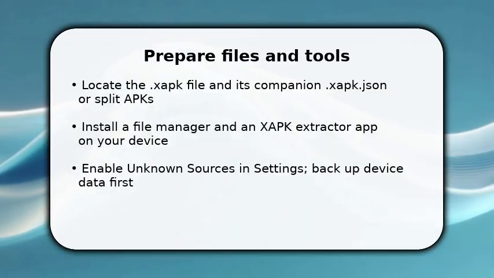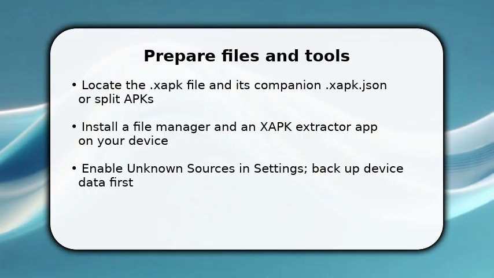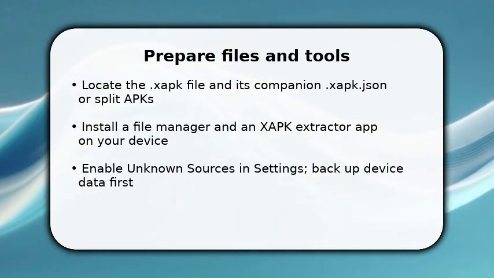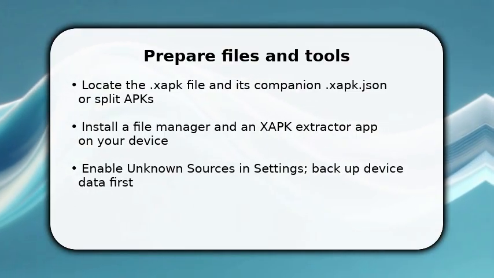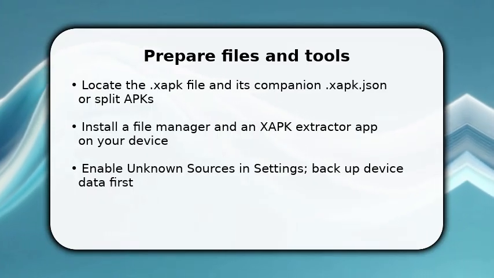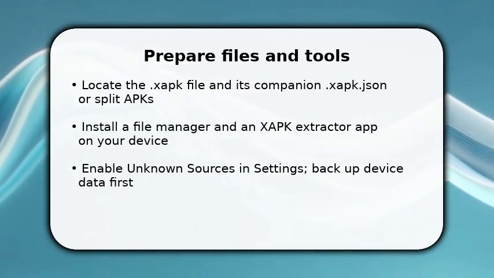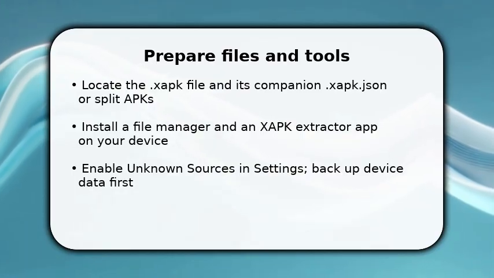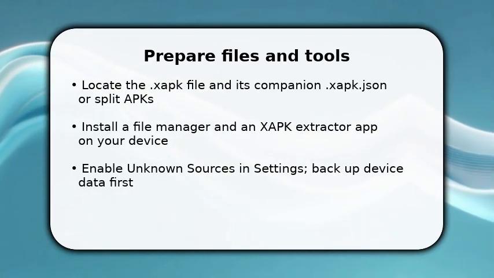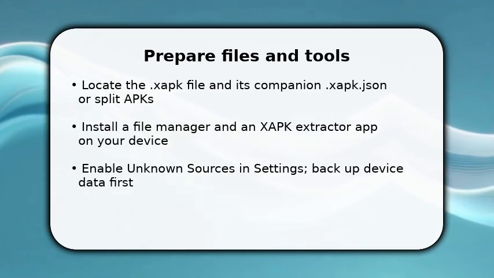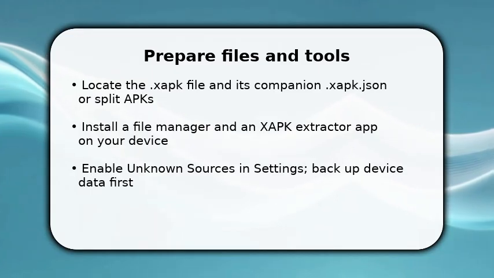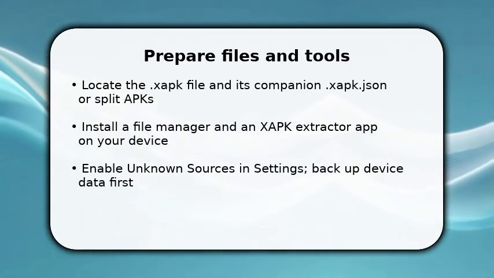You start by gathering the necessary files and tools, the XAPK and any split APK components. You need an XAPK extractor app because an XAPK is essentially a ZIP bundle of APKs, OBBs, and assets. The extractor automates unpacking. Once done, make sure unknown sources is enabled so you can install converted APKs, and back up important data in case of conflicts.